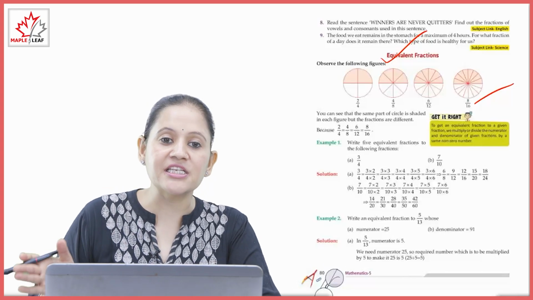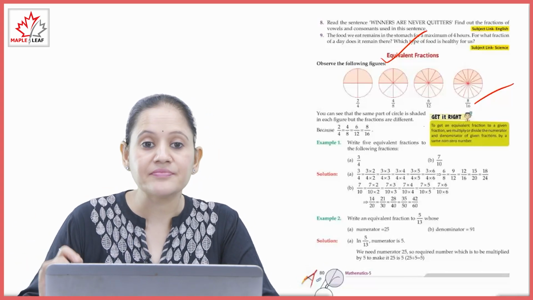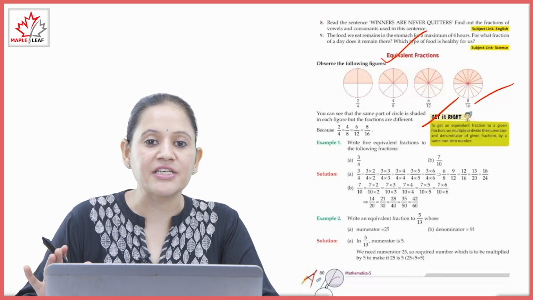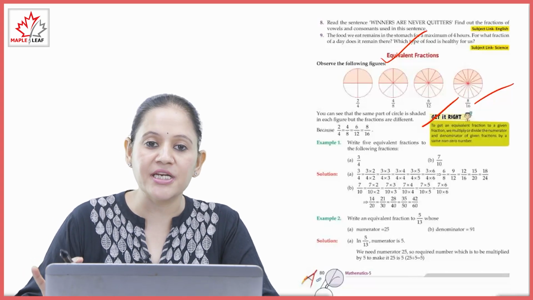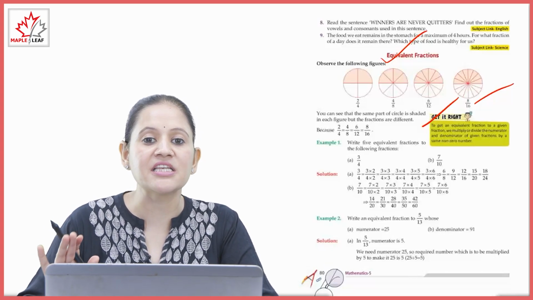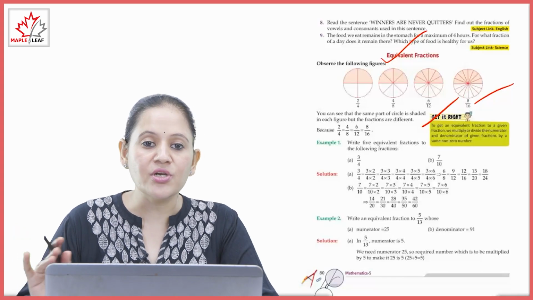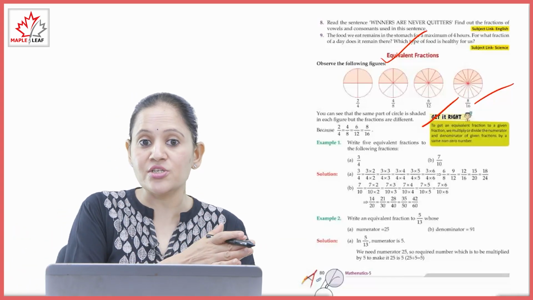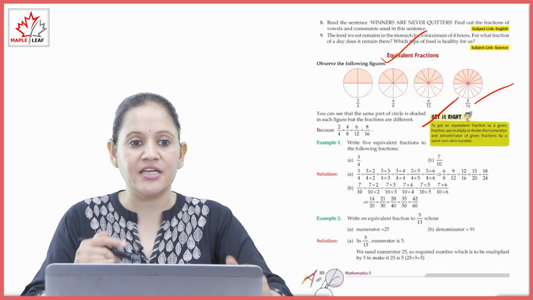So all these are equivalent fractions. To get an equivalent fraction of the given fraction, we multiply or divide the numerator and denominator of the given fraction by the same non-zero number. So to find an equivalent fraction, what will we do? We will either multiply or divide the numerator and denominator by the same non-zero number.